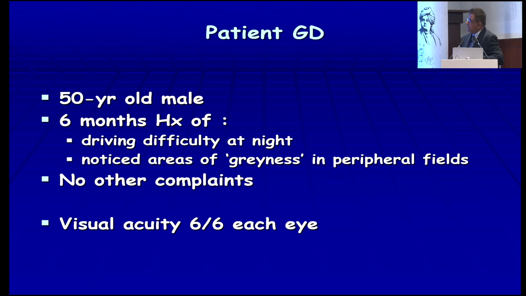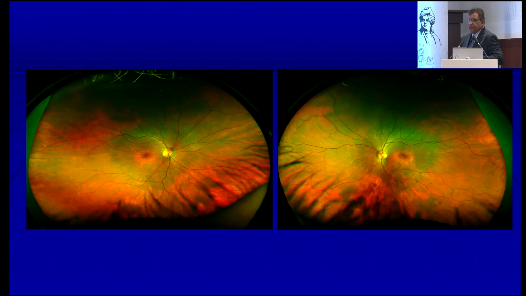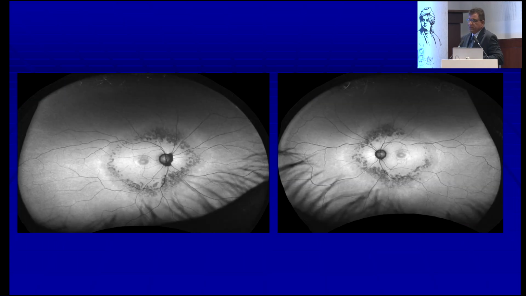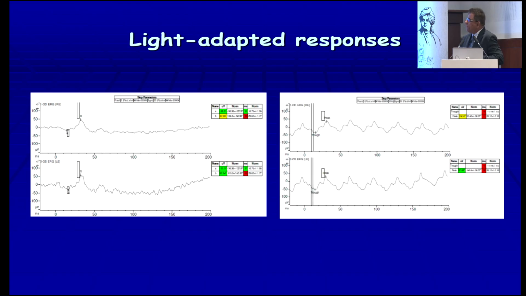A 50-year-old, noticing some visual field problems for the last 6 months and night vision issues. The retina looked pretty normal. But when you do the fundus autofluorescence, you see these hypo-autofluorescent patches like a ring along the vascular arcades, and similar visual field.